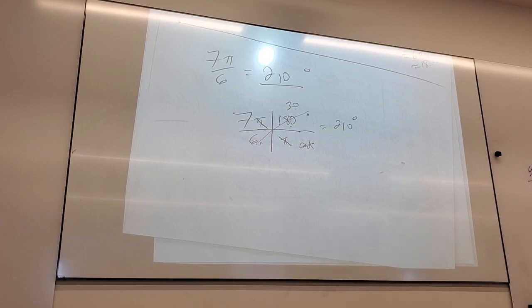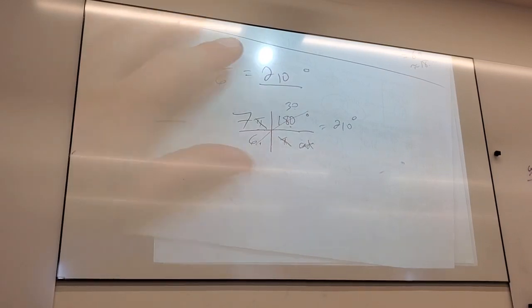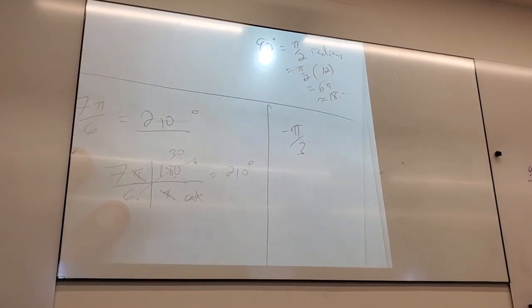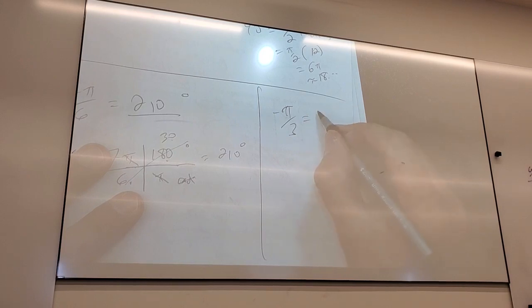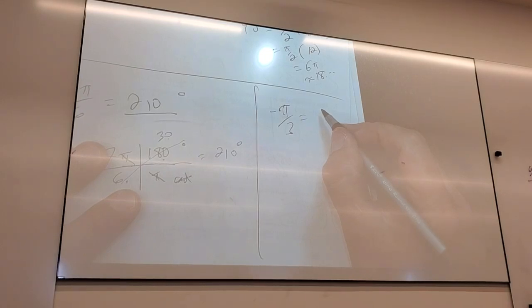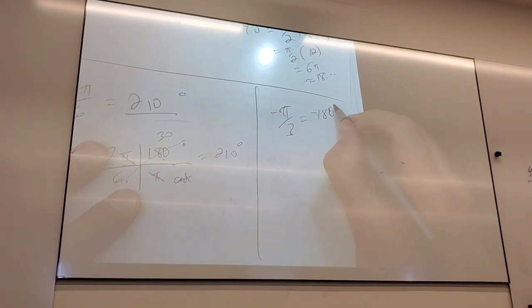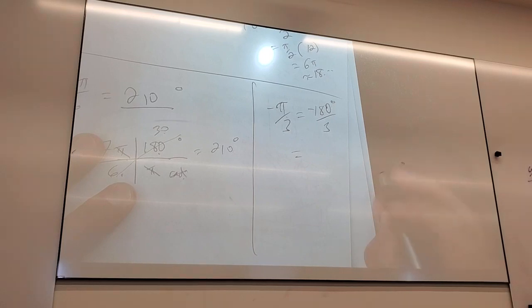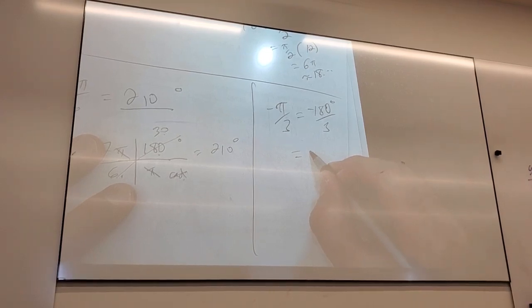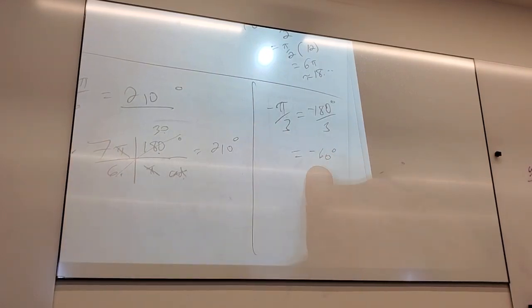Let's do another one. So what if I had something nice, negative pi over 3 radians? How would I make that into degrees? Pi is 180 degrees, divided by 3. What's 180 divided by 3? 60. So negative pi over 3 is the same thing as negative 60 degrees. They're the same thing.